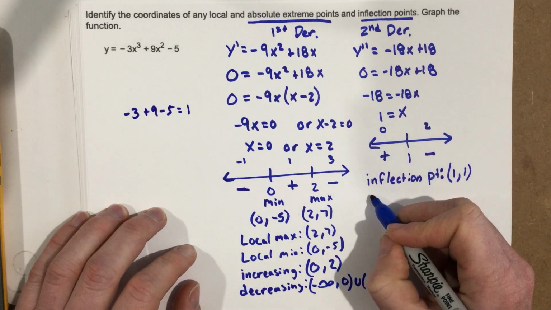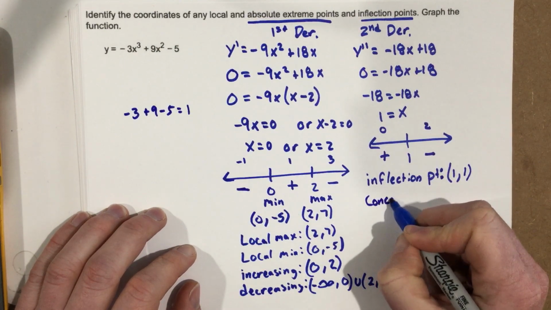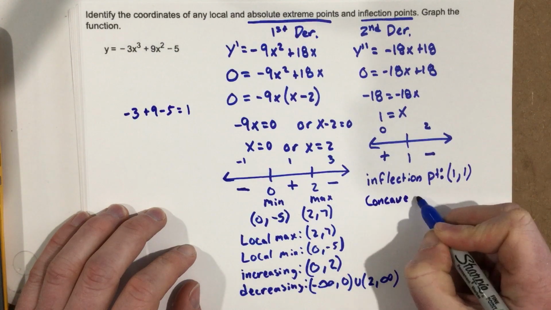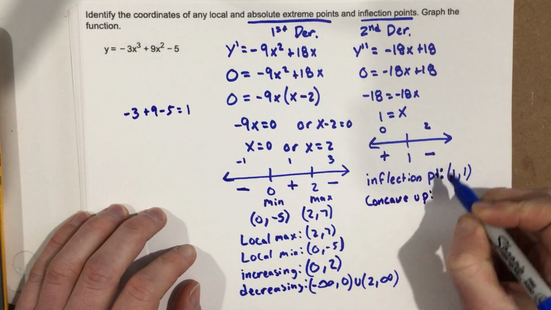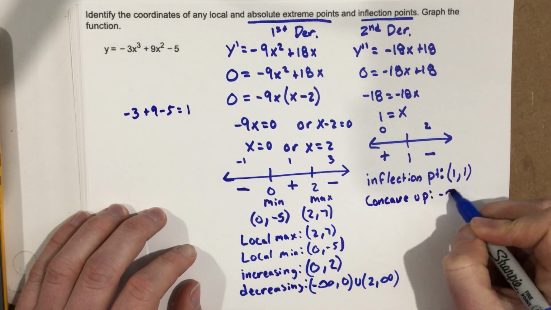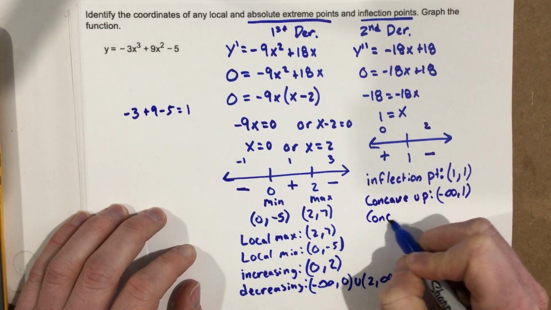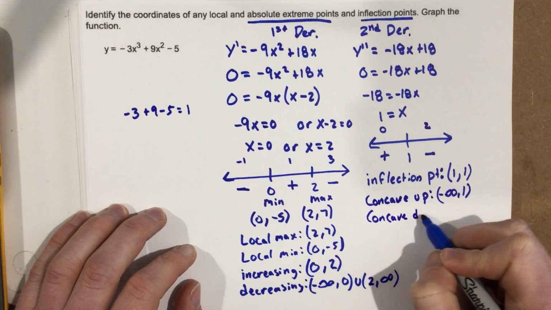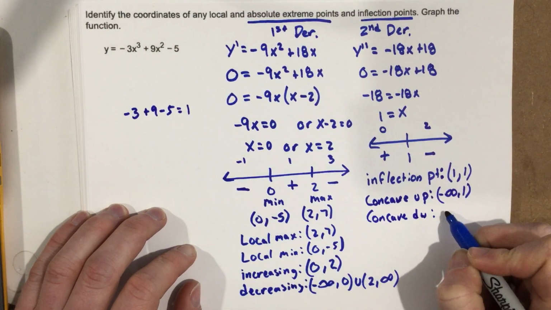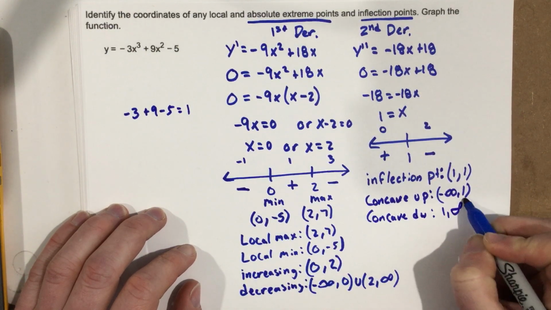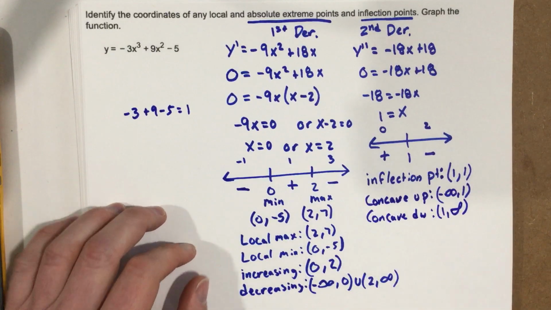I can say that this is concave up from negative infinity to 1 and concave down from 1 to infinity. That's what the plus and the minus tell you.